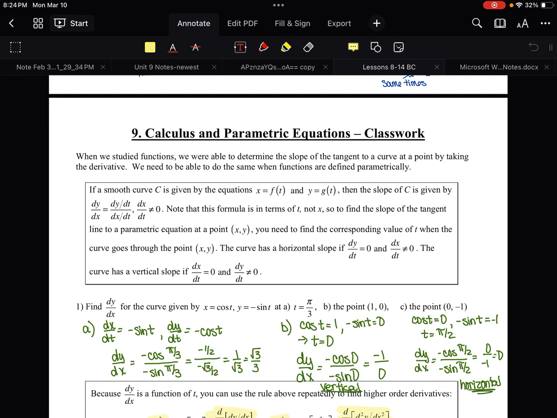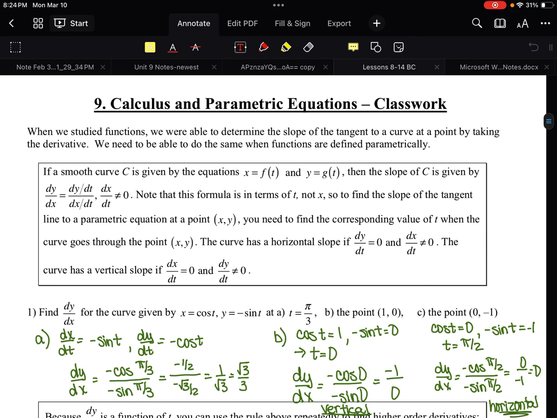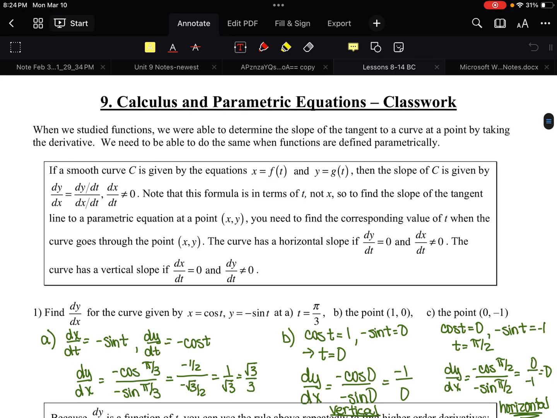Hey everybody, Calculus Lesson 9. This is still parametric, and I'm going to cover derivatives in the first video, and then I'll cover arc length in the second video, and try to go over some of the homework.